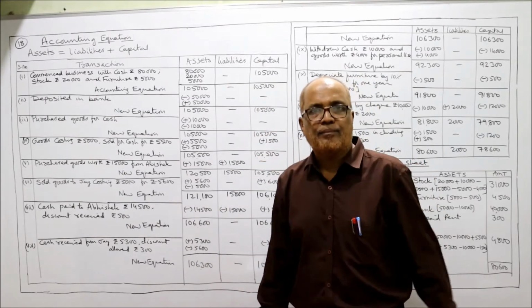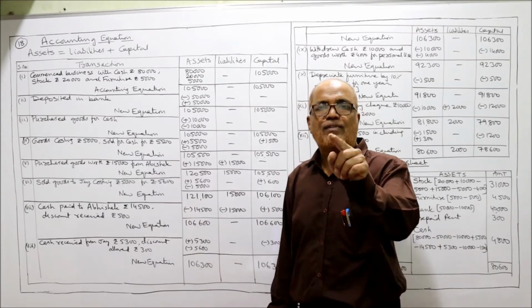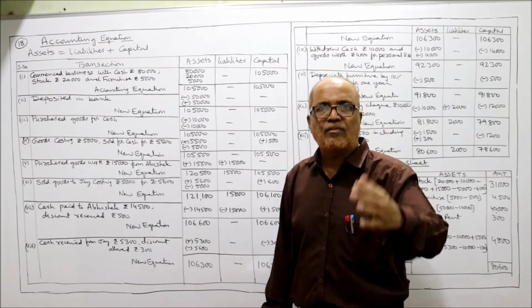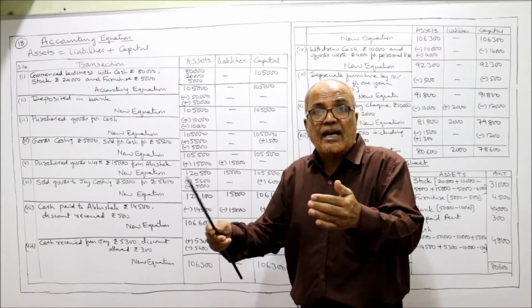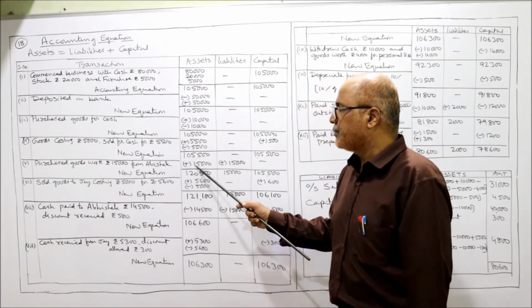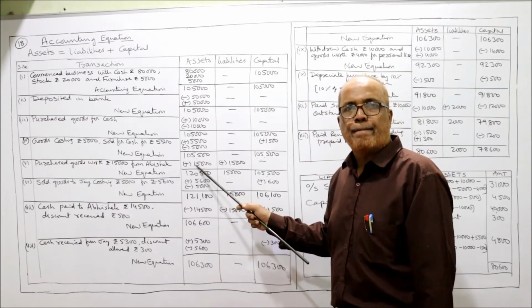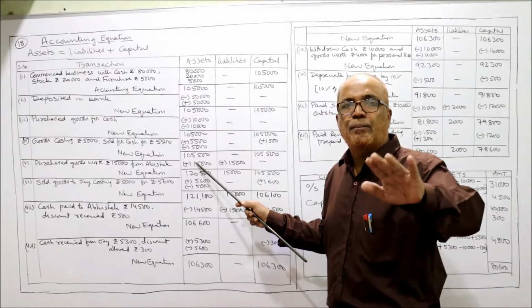Next one: purchased goods worth rupees 15,000 from Abhishek. Abhishek is the supplier. We have purchased goods worth 15,000 from Abhishek, and in future we will pay the amount. But right now what is the impact? We are getting goods of 15,000, so our assets will increase by 15,000. No payment right now. We will pay it in future.